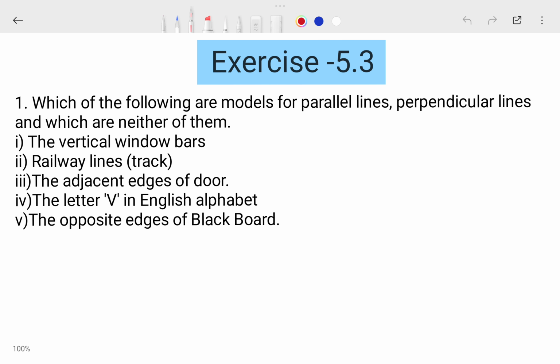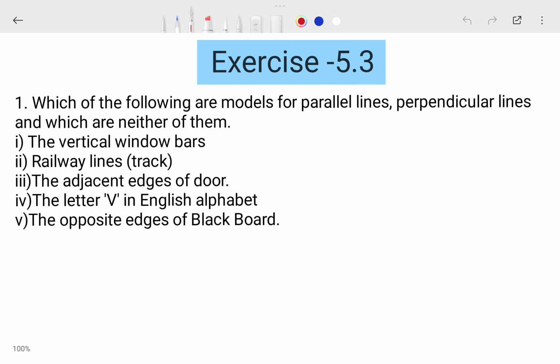This is our last exercise of chapter 5, that is exercise 5.3, and this is related to the Telangana State Board. If you have any doubt in this exercise or you are not understanding it, don't worry. By the end of this video, you will not have a single doubt. This exercise is going to be very clear and very easy for you. So let's start.